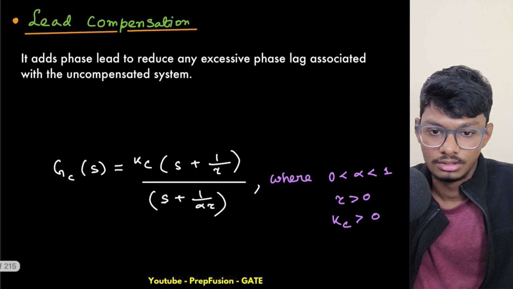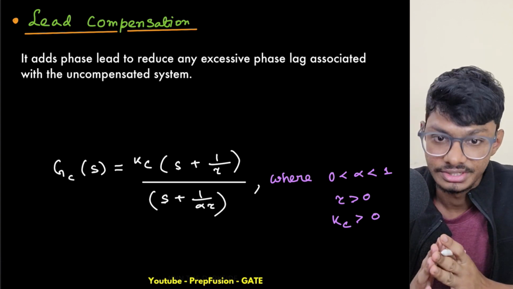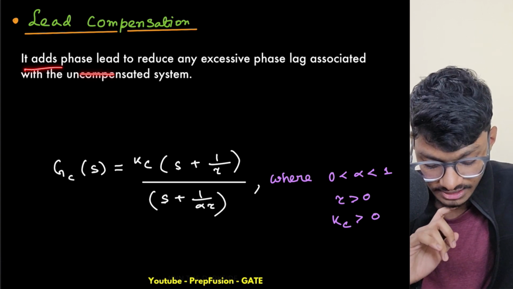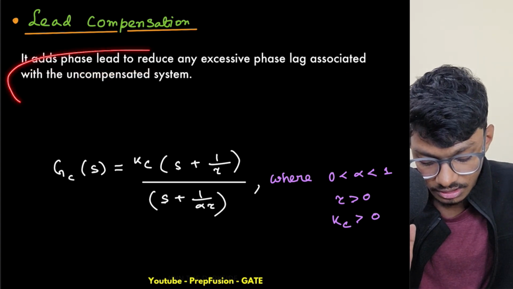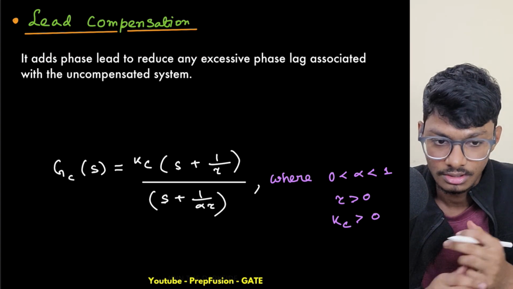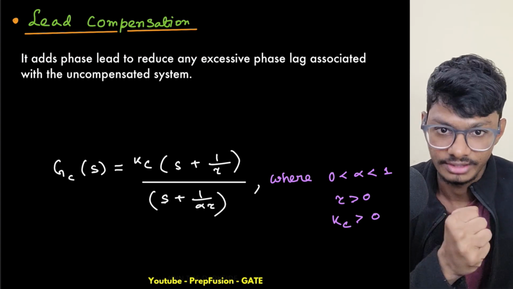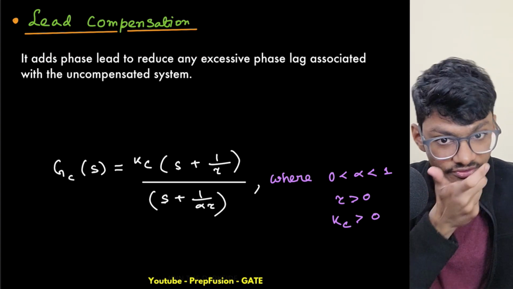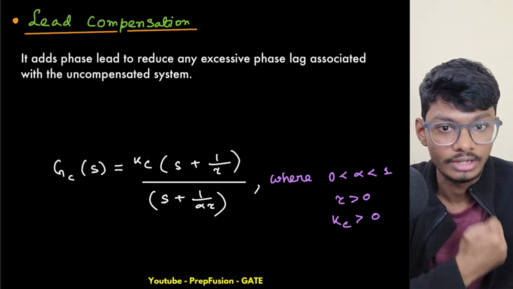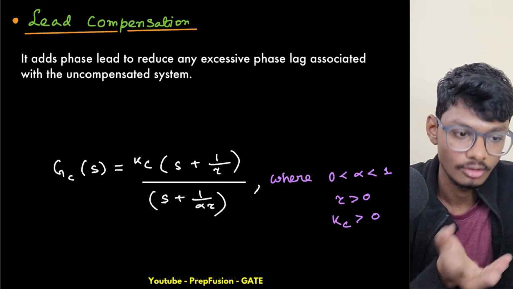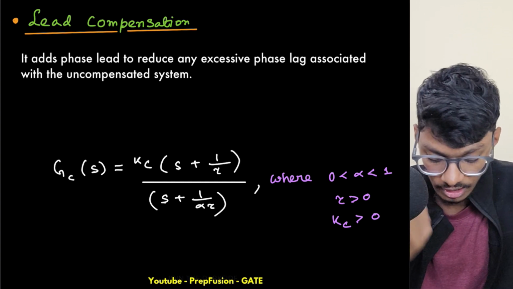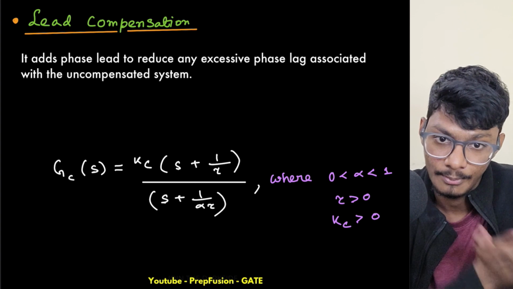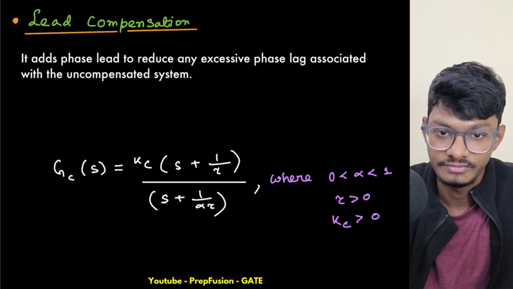So now let's come to the lead compensation. As I told, it adds phase lead to reduce any excessive phase lag associated with the uncompensated system. So basically, if I add some phase, the phase lag will reduce and the phase margin will increase, so that will make my system even more stable, and obviously other parameters will also improve. This can also be said to be the causal approximation of a proportional derivative controller.